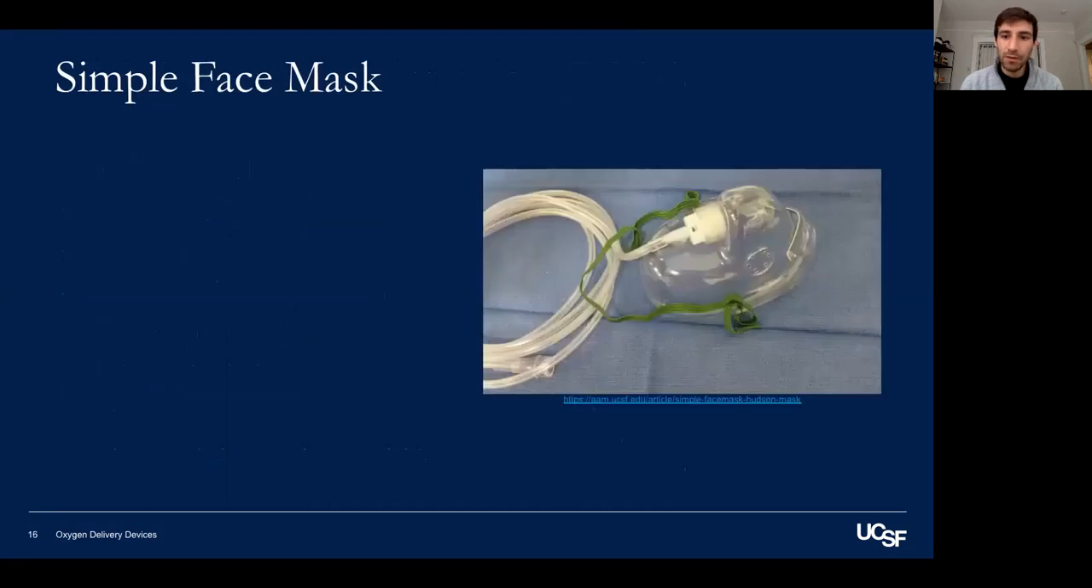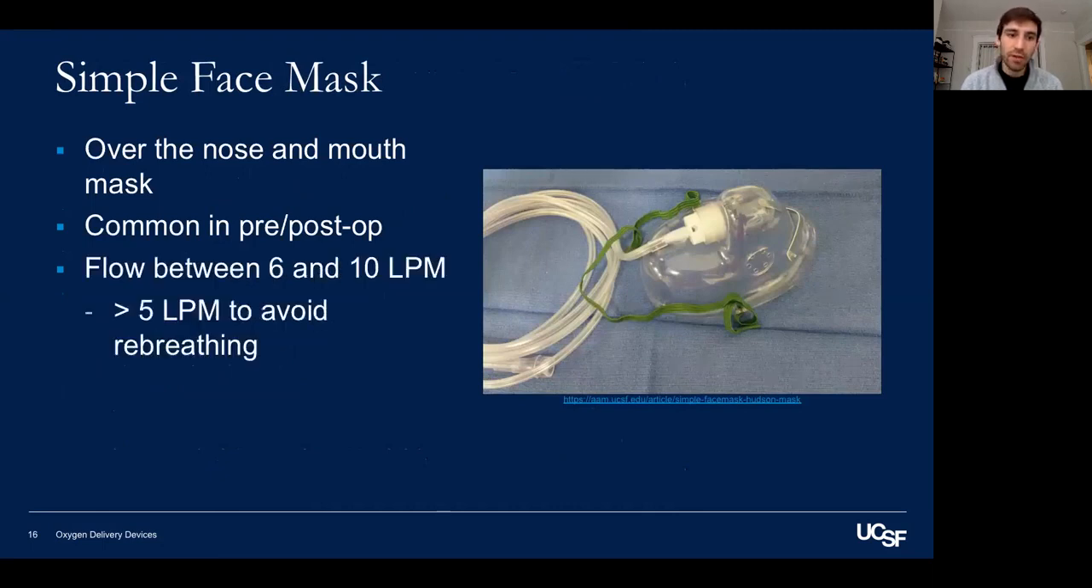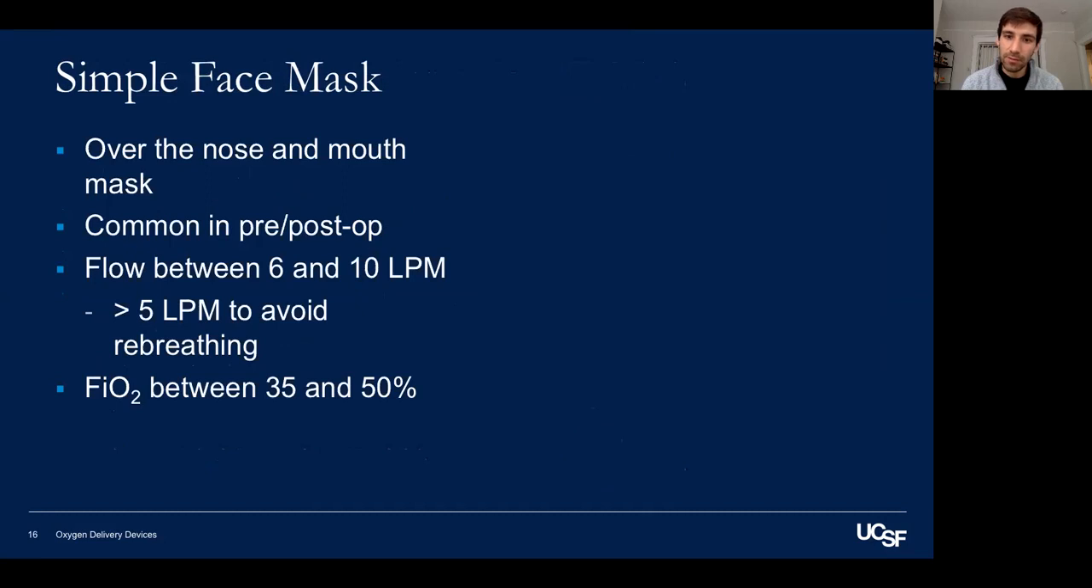A simple face mask, shown here, is over the nose and mouth, common in pre and post-op settings, and there's flow between 6 and 10 liters. Generally, the higher flows are to avoid rebreathing within the mask itself. FiO2 ranges between 35 and 50%.